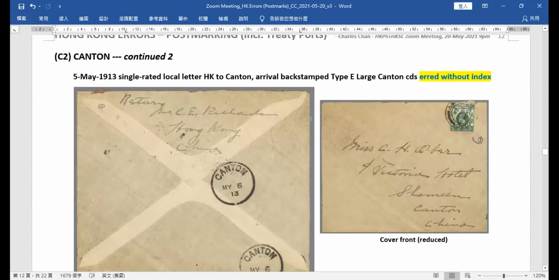Large Canton CDS without index. From Hong Kong to Canton. Sam, I think you are well aware of this. We have discussed this item for a long time, right, Sam?